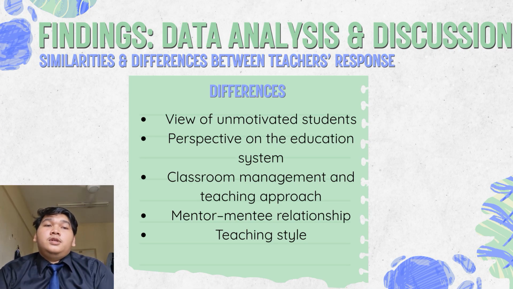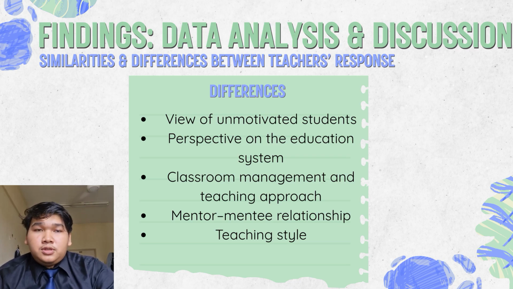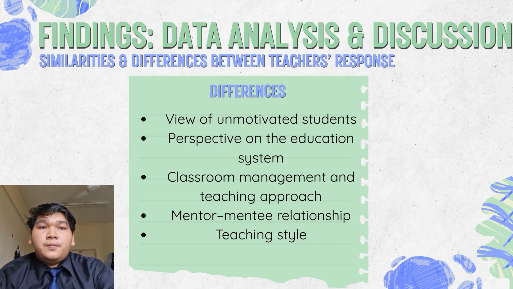Now, let's move to the difference between teacher 1 and teacher 2. First, in their view of a motivated student, teacher 1 believes students need guidance and emotional support. He thinks motivation can be developed through encouragement and understanding students' personality. In contrast, teacher 2 believes students need more discipline and personal responsibility. She emphasized that students must take initiative in their own learning.